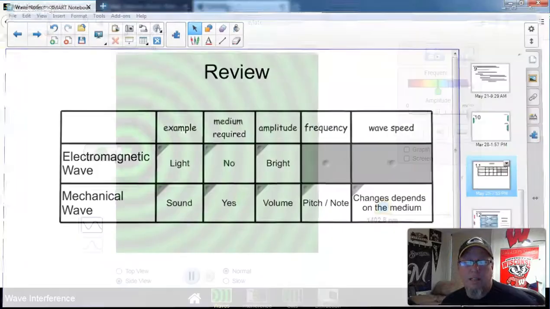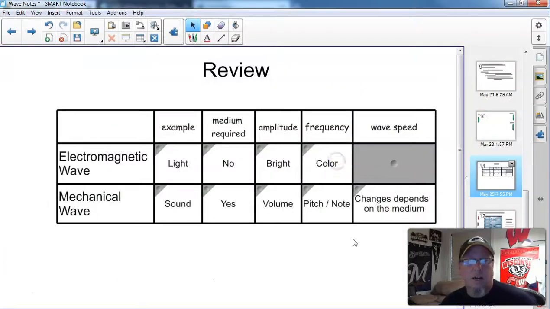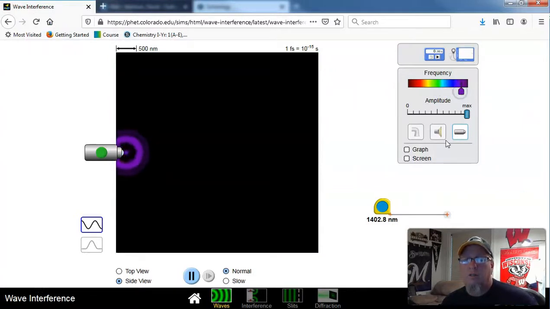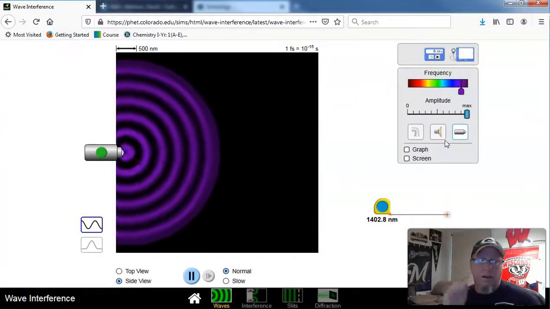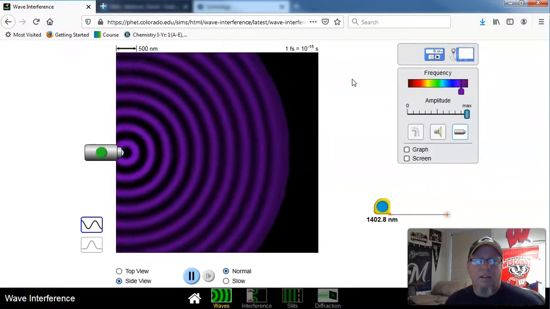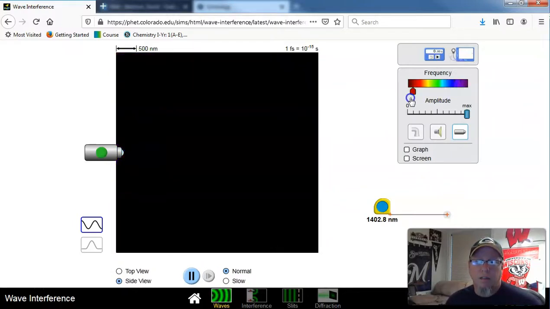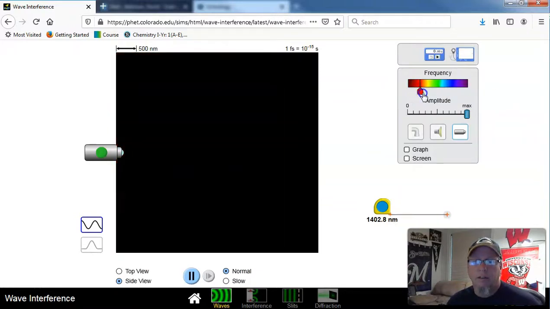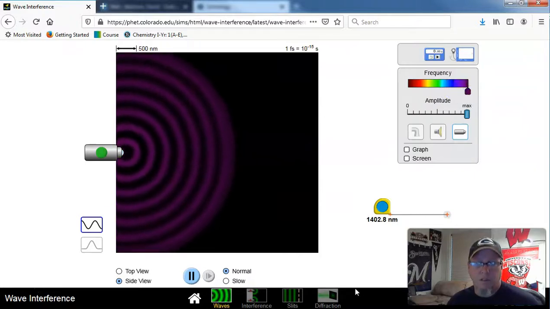The frequency in this case controls the color of the light. If I increase the frequency, you get this purple color. And if I decrease the frequency, you'll get red. I don't know if you remember this, but you get the whole ROY G. BIV thing: red, orange, yellow, green, blue, indigo, and violet. Those are my frequencies for light.